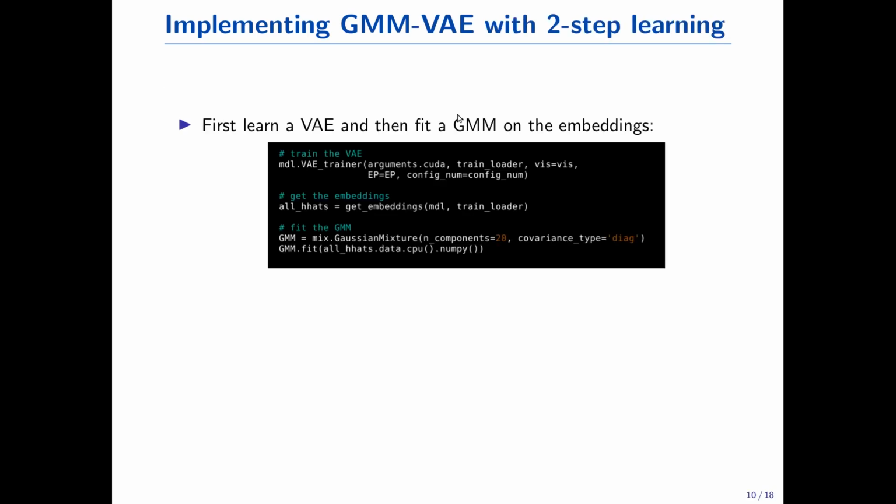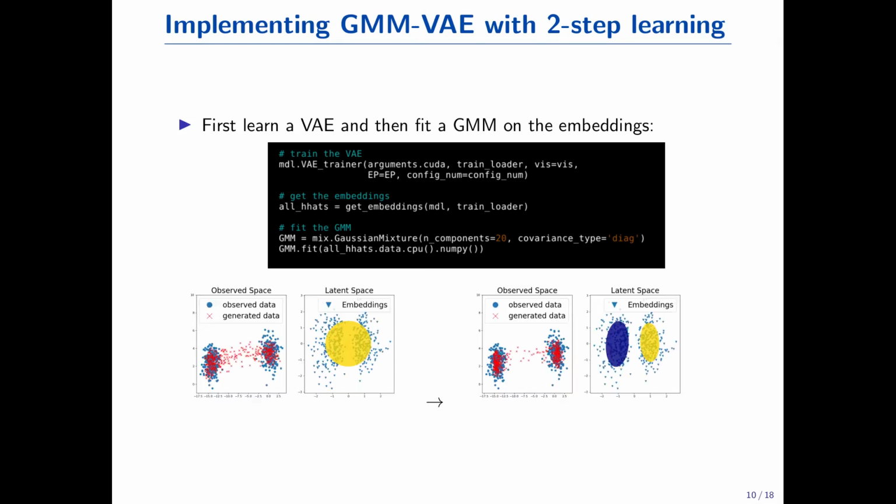Whereas with the 2-step learning approach that we are proposing, you basically call your routine to train your VAE. You get your embeddings at the output of your encoder, and you fit a Gaussian mixture model on the embeddings. And once you do this fix, as I've shown previously, you get much better generation performance.